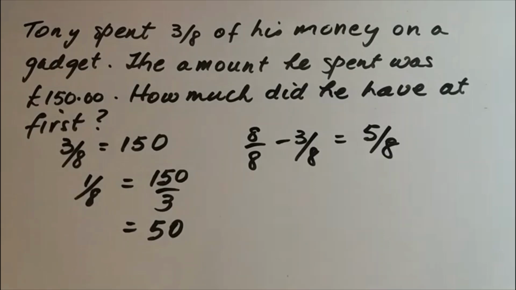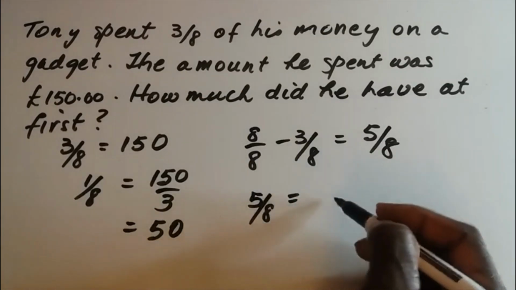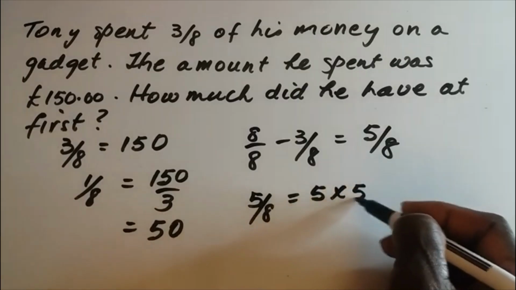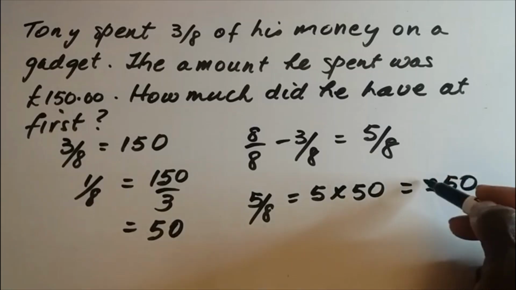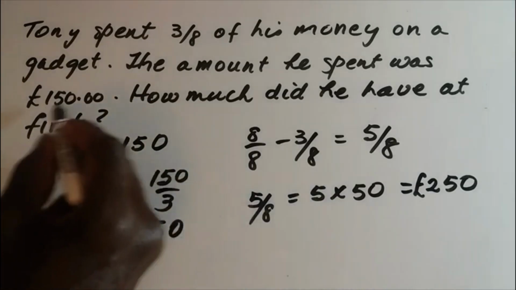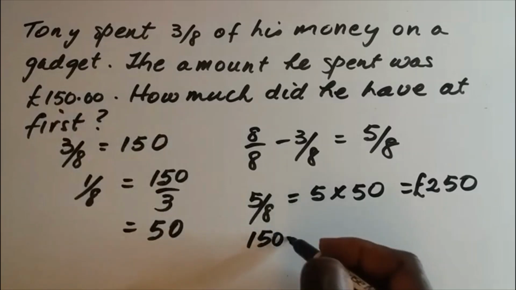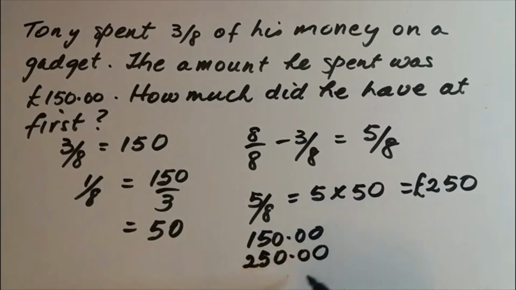And we can find out what that 5/8 is because we know 1/8 is 50, so 5/8 is equal to 5 times 50. So we know he had remaining £250. And to arrive at the same answer, we just add what he spent initially, which is 150, to what he had remaining, 250, and that gives us £400.